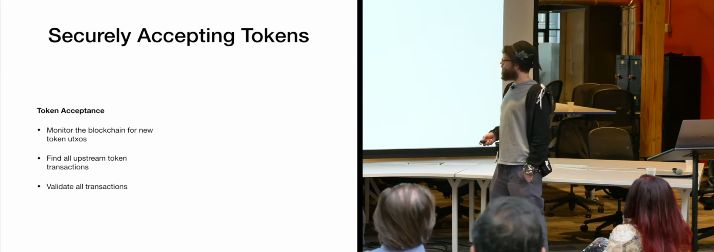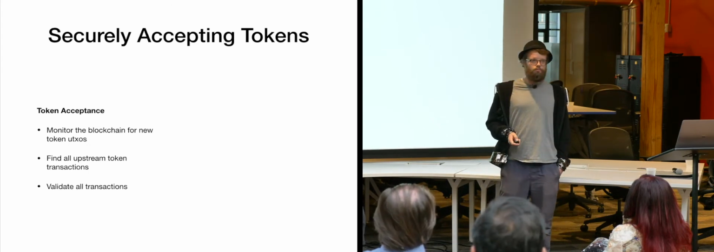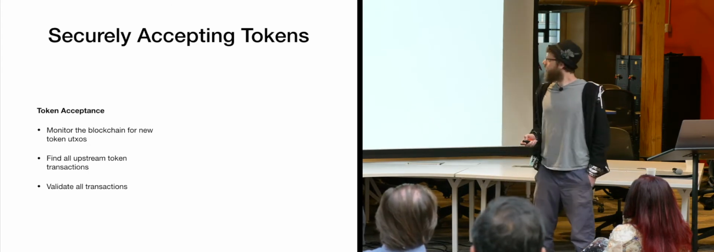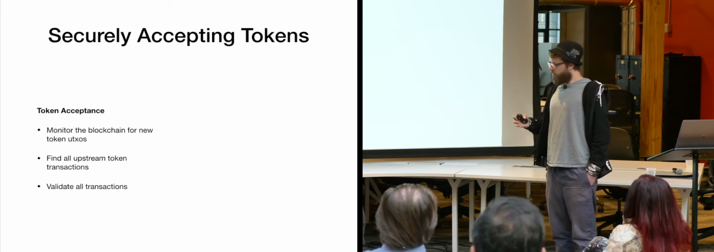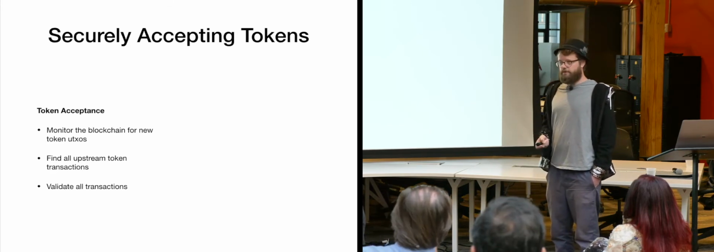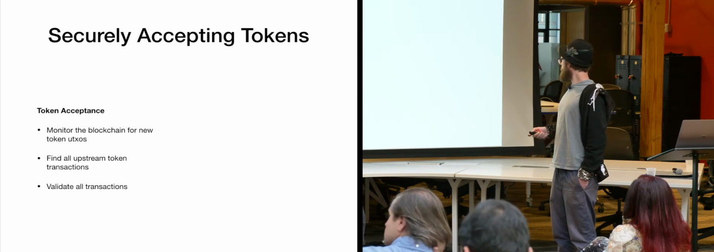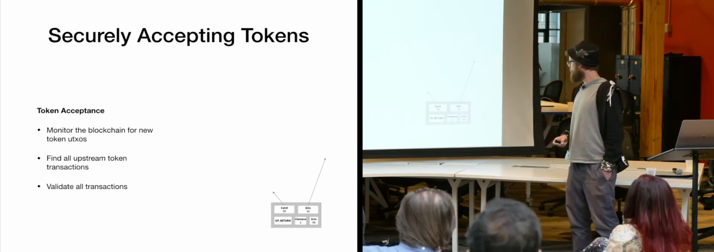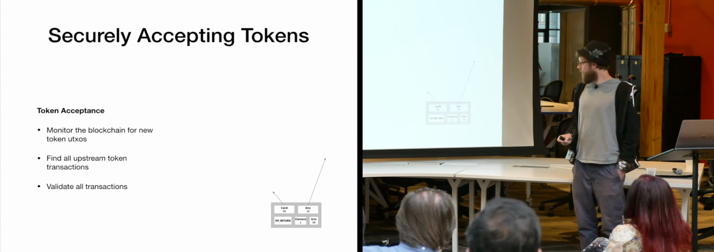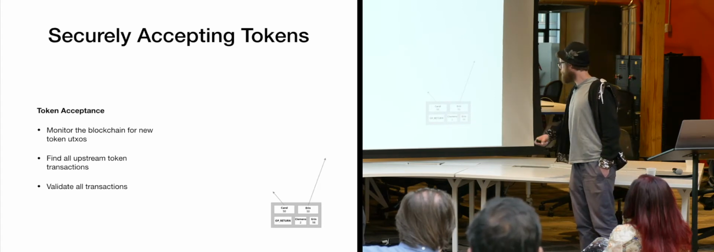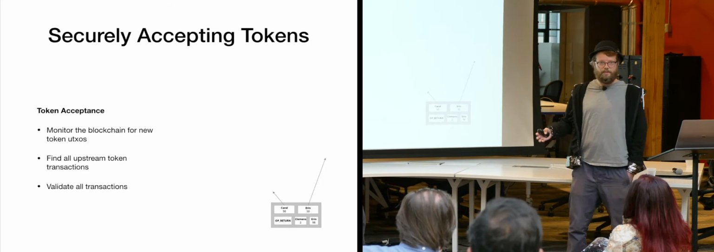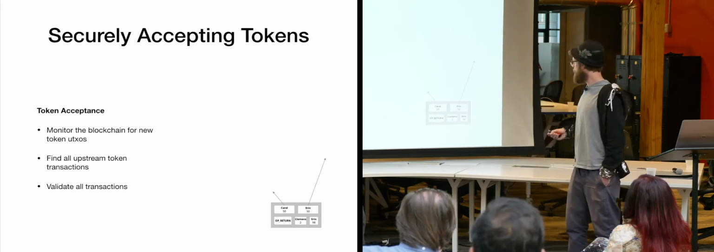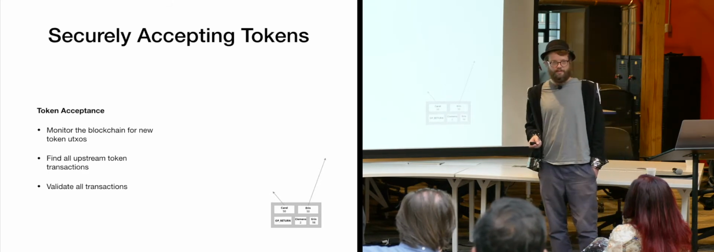Let's look into this in a little more detail. To accept the token, what do I need to do? I need to monitor the blockchain to notice when I get a new token that I can spend. In this example, I found this unspent output on the blockchain, and it says down there that Clemens gets 2 tokens. So this is a token that I can spend. I'm very interested in this token, but I still have to make sure that I'm not getting scammed here.